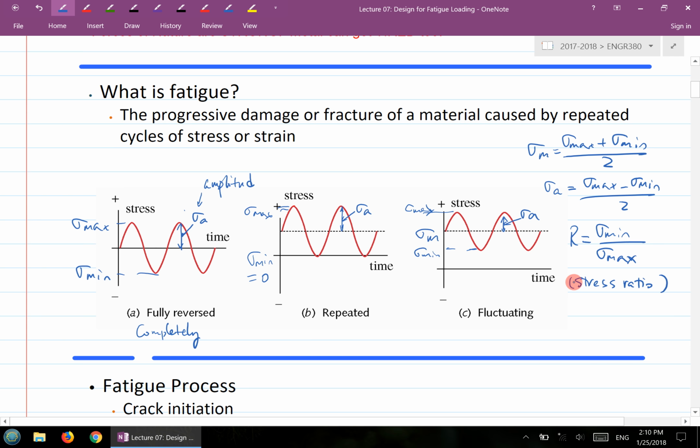So for example, if we specify stress ratio R equal to 0, what does R equal to 0 correspond to? Which type of loading condition?